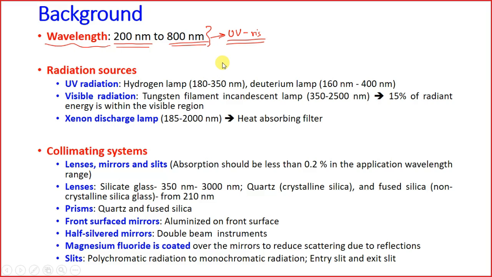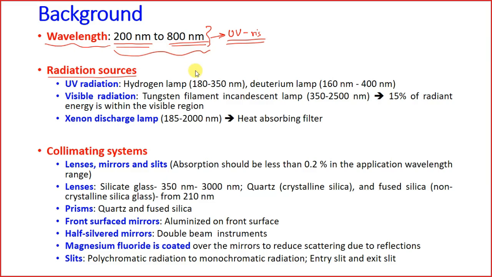Now, one of the important parameters here is the radiation sources. When we talk about the UV and the visible spectrum, these wavelengths are basically radiations, right? So there must be some radiation sources which will generate the radiations within this wavelength range.